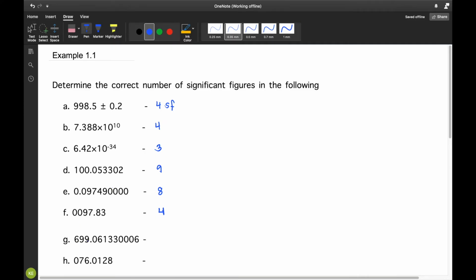G. 1, 2, 3, 4, 5, 6, 7, 8, 9, 10, 11, 12. So we'll have 12 significant figures. H. So I'll have 1, 2, 3, 4, 5, 6 significant figures. Again, this zero here is not significant from the rule: zeros appearing before non-zero digits are not significant.